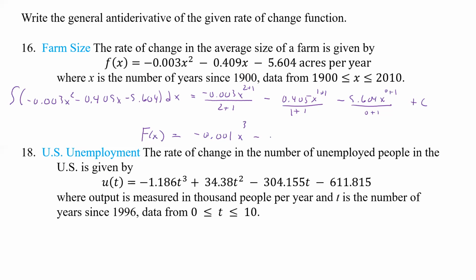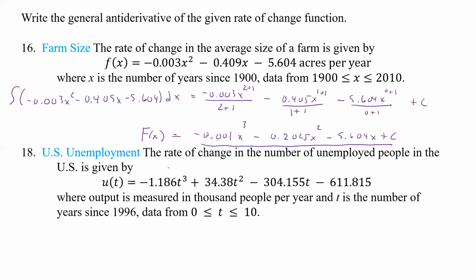All right, so negative 0.2025 x to the second, and then minus, well, that's just a 1, so it's going to be 5.604x plus c. And so that would be our general antiderivative. Okay. All right, what about the next one? Again, like I said, we're not going to do the 2 plus 1s.